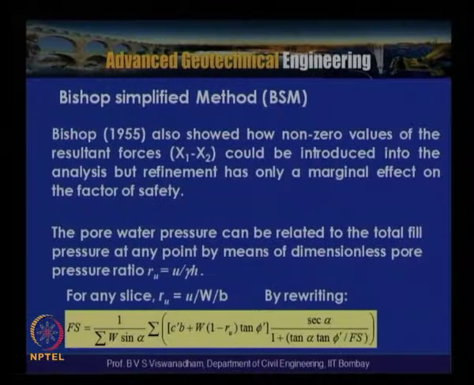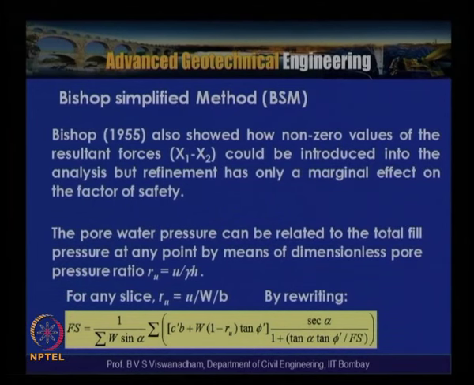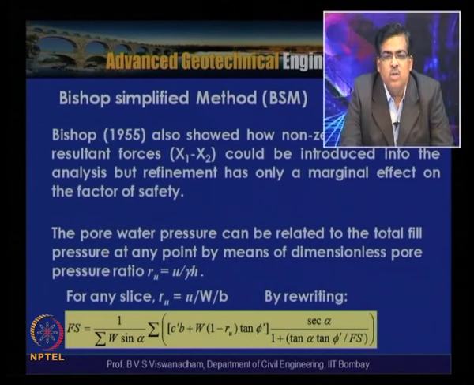In 1955, in his simplified method of slices, Bishop showed how non-zero values of the resultant X1 minus X2 could be introduced into the analysis, but the refinement has only a marginal effect on the factor of safety. The pore water pressure can also be related to the total fill pressure, where it is given as the pore water pressure coefficient, which is nothing but u by gamma H. u is the pore water pressure at any point, divided by gamma H, where H is the height of the slice.